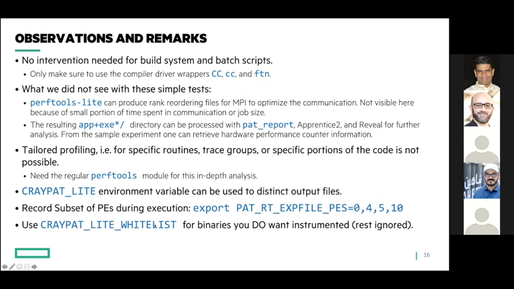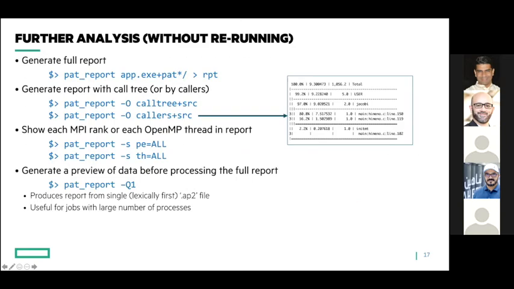If you're using a very large build system, let's say with CMake, that produces many binaries, and you only want to instrument a single binary, you can use this environment variable over here, whitelist, to specify only the variables you want in a comma separated fashion. Okay, I will just go very quickly through this one.